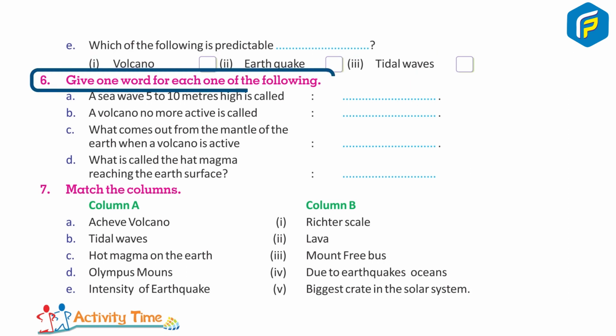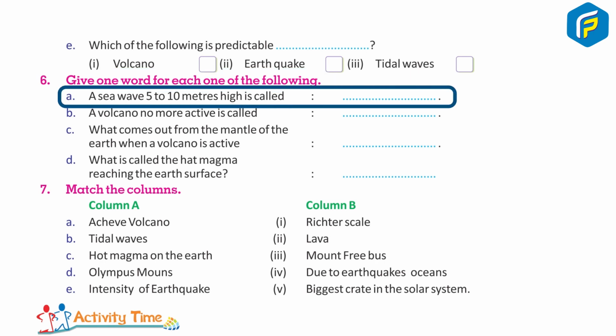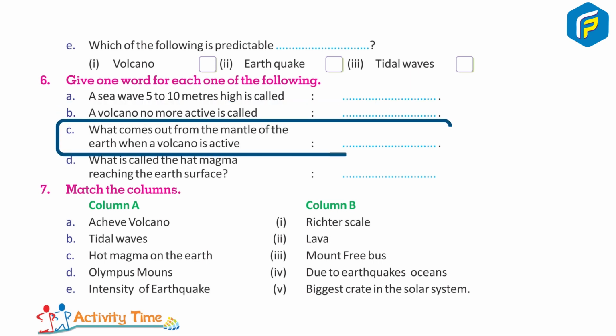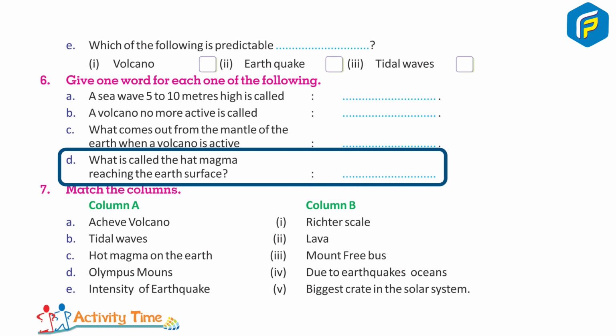6. Give one word for each of the following. A. A sea wave 5 to 10 meters high is called. B. A volcano no more active is called. C. What comes out from the mantle of the earth when a volcano is active? D. What is the hot magma called when it reaches the earth's surface?